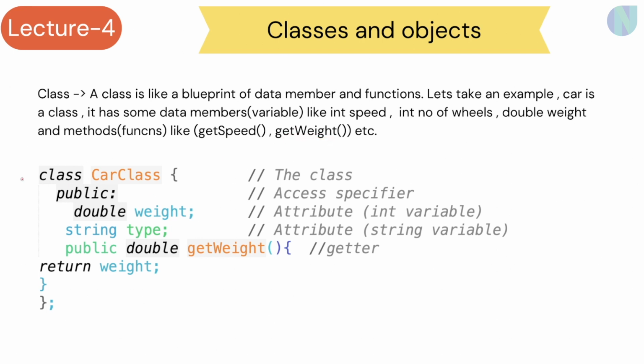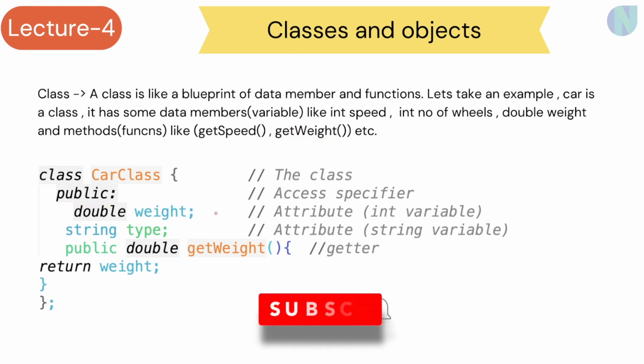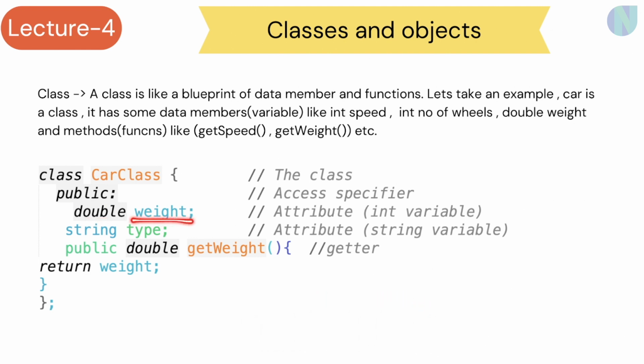As you can see, in the car class, public here is the access specifier. Double is the data type, and weight is the feature, or we can say data member, of this particular car class. Then string is the data type, and type is also a data member of this class. Then we can get the weight using the get weight function, and it will return the weight. So it is a short implementation of a class, and we give a semicolon whenever the class ends in C++. This was a particular implementation of the class car.